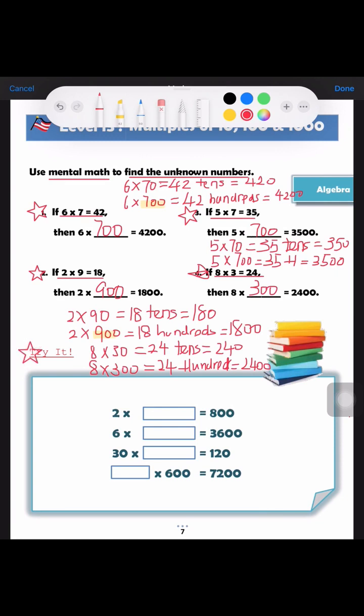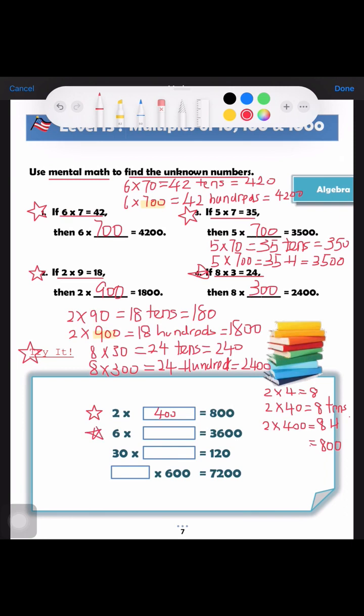Okay, now we take a look at the question and try it. 2 times which number equals 800? So first of all, we have to find the basic facts. 2 times which number equals 8? Yes, 2 times 4 equals 8. So 2 times 40 equals 8 tens, which equals 80. Then 2 times 400 equals 800. So the answer is 400. 2 times 400 equals 800.